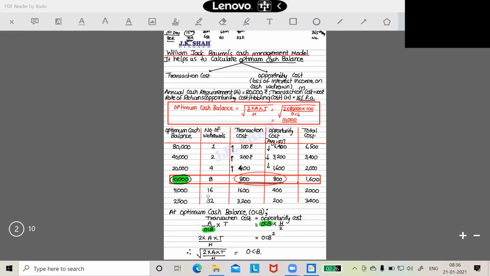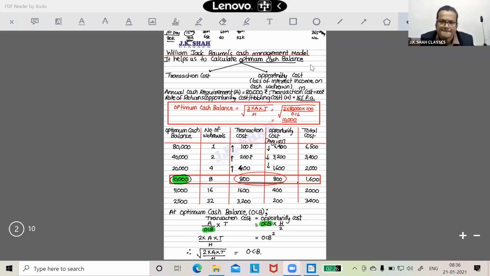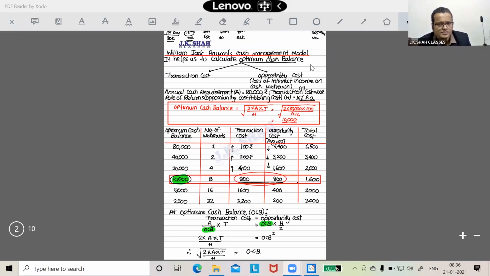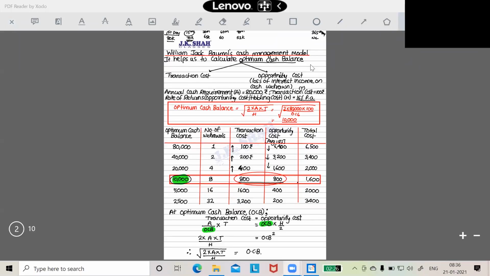Okay, so sir, over here, opportunity cost when the optimum cash balance is 80,000, it's 6,400, right? So we are getting a cost of 6,400 for the entire year, right? Yeah, it's for the year. Average value. So, sir, even 3,200 and then 1,600, 800, all of these are costs over the whole year. Over the year, yes. From day one till the last day. Average value. Okay, sir. Thank you.